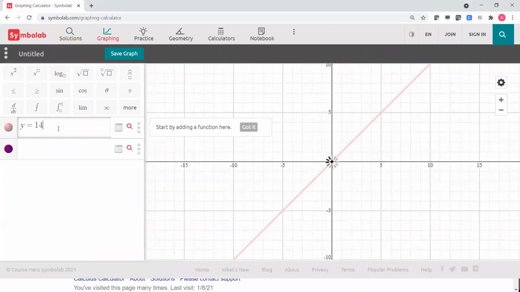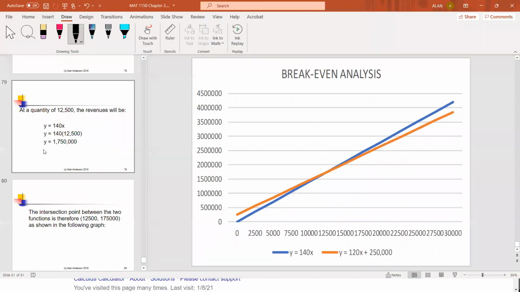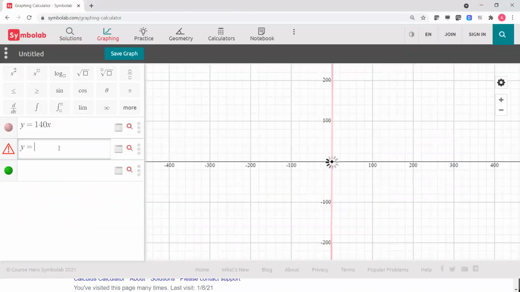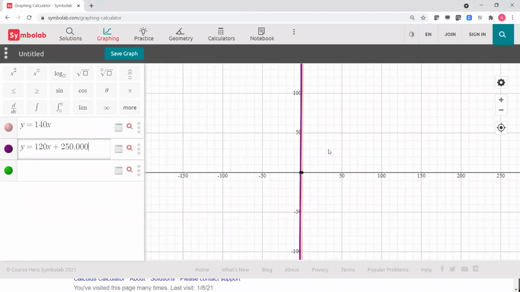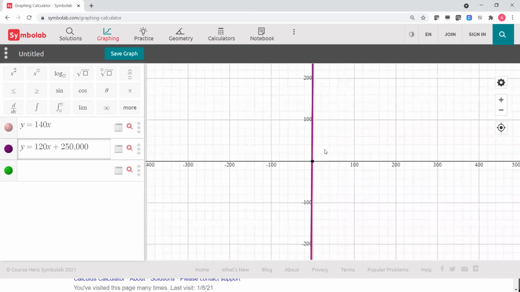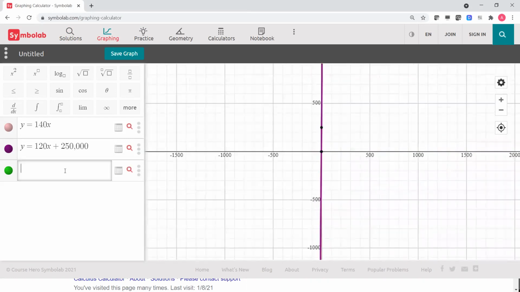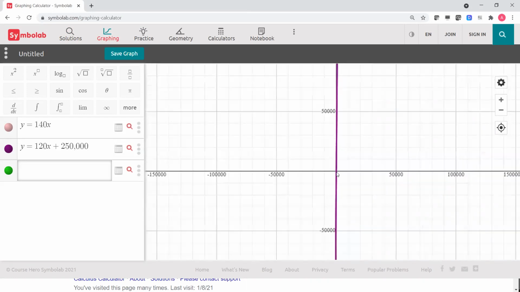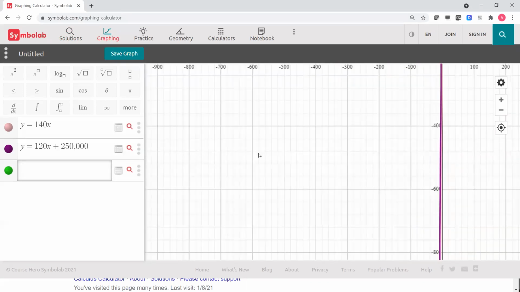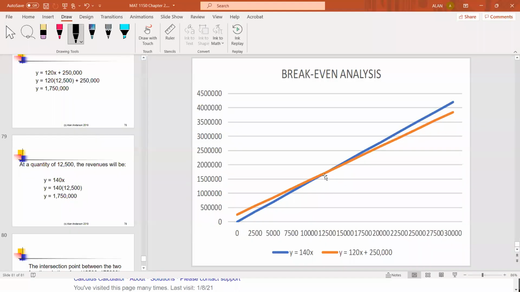Y equals 140x and y equals 120x plus 250,000. Oh God, what happened? Nah, something's not right. There's no way that that's what this is supposed to look like. These are both vertical lines. What is wrong with this thing? No, I don't know. I'm losing my faith in this thing again. All right, well, we'll stick with Excel.